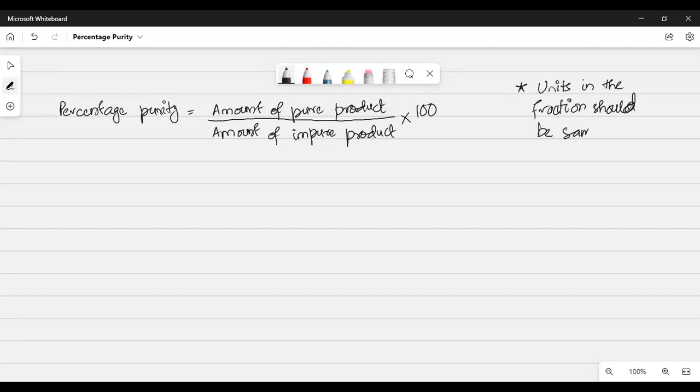All right. So even if you need to convert the units from one quantity to another, please do so, but make sure the units in the fraction are the same. So gram up top, gram bottom, kilogram up top, kilogram bottom, decimeter cube up top, decimeter cube bottom. If you work that way, it's going to be really good. Let's do an example question.